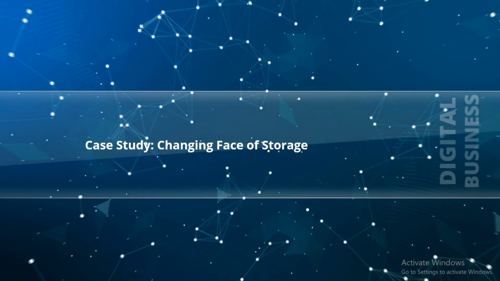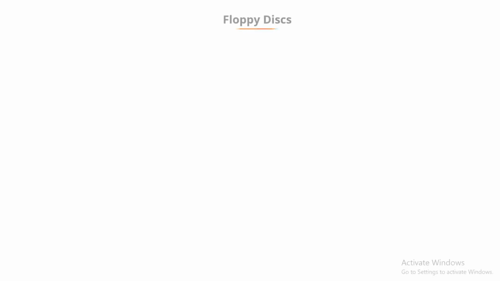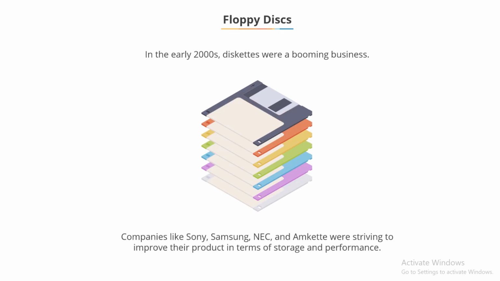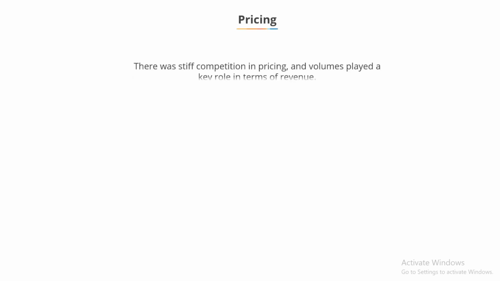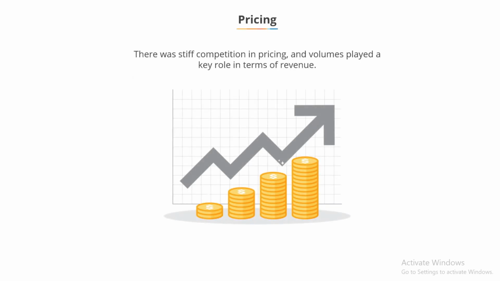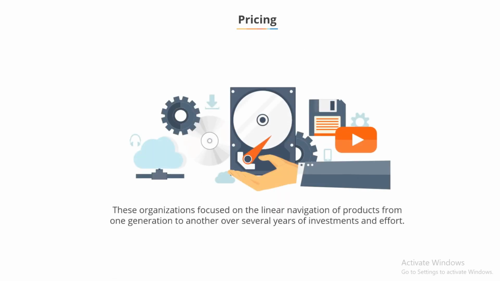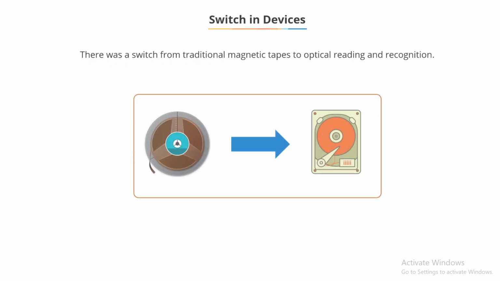Let us look at a case study on storage devices. In the early 2000s, diskettes, floppy disks, were a booming business. Companies like Sony, Samsung, NEC, Amket, and more were striving to improve their product in terms of storage and performance. There was stiff competition in pricing, and volumes played a key role in terms of revenue. These organizations focused on the linear navigation of products from one generation to another over several years of investments and effort. There was a switch from traditional magnetic tapes to optical reading and recognition.